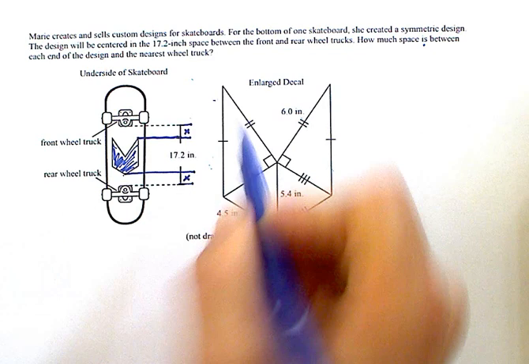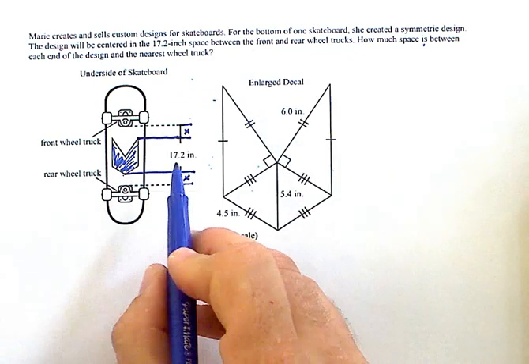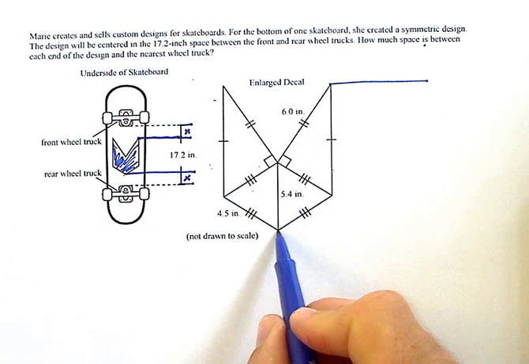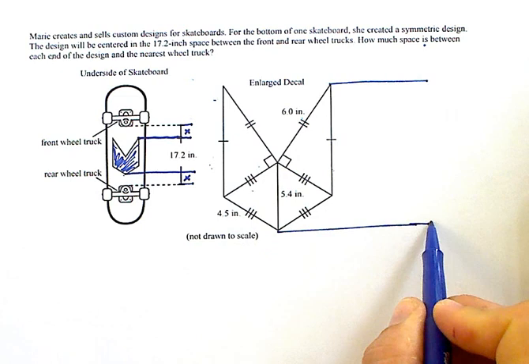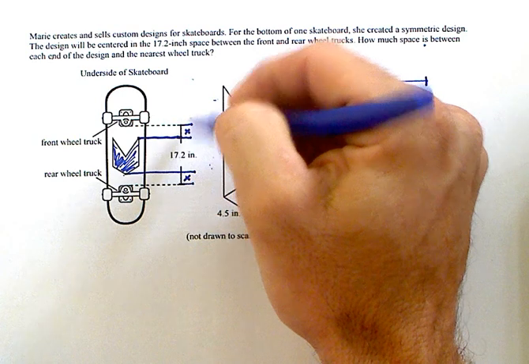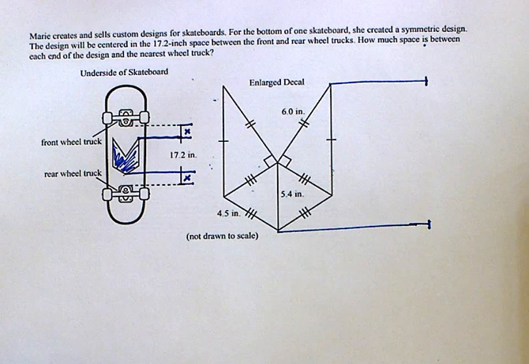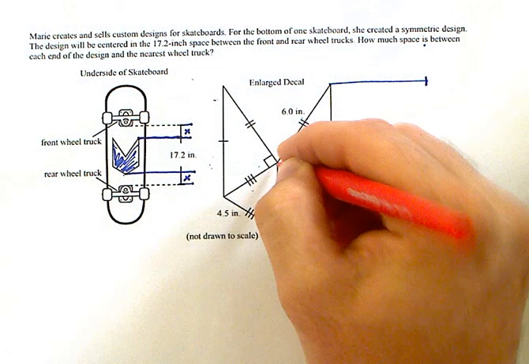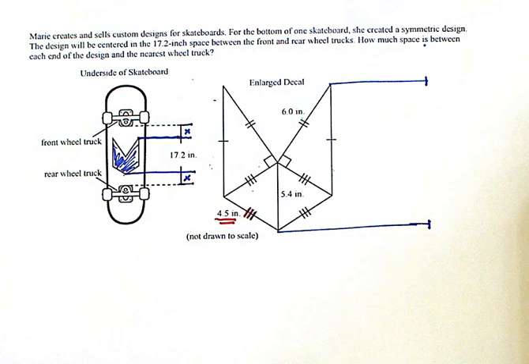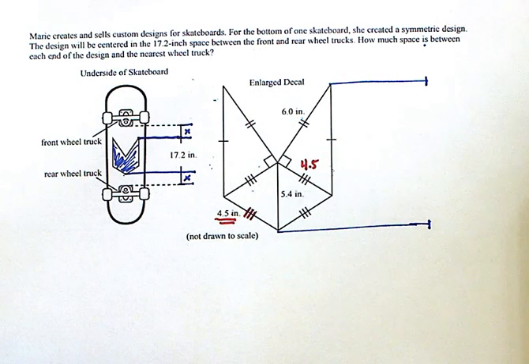Okay, how much space in between? Now one thing I could do is find the distance of this diagram. That's going to be a big help, because if I could do that, I could subtract from the distance in between the two trucks, which is 17.2. Now, a couple things I see right away. Number one, I see that this side has 3 slashes on it and is a 4.5. So if this is 4.5, I could say this side is 4.5 here.